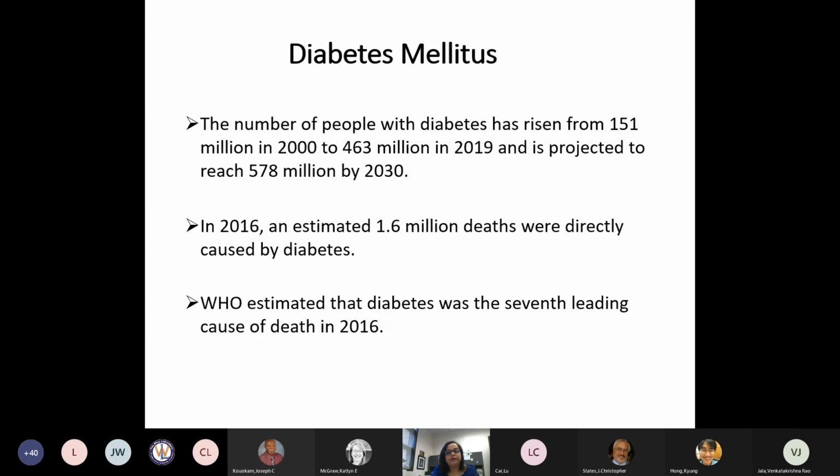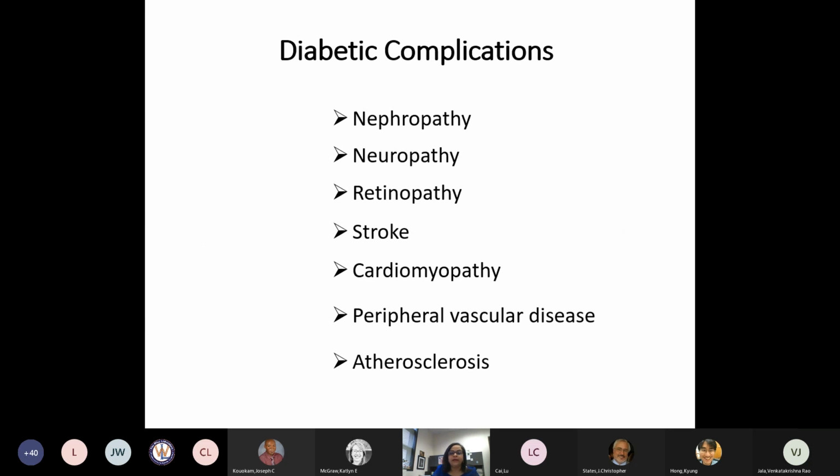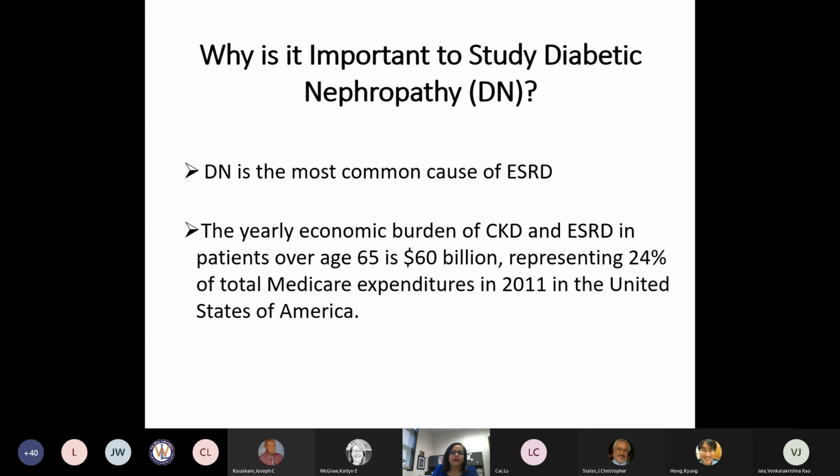The number of people suffering from diabetes is increasing each year, and it's going to increase further in the next decade or so. The estimated deaths caused by diabetes are also increasing each year, and WHO has estimated it to be the 7th leading cause of death in 2016. Diabetes is also associated with a number of clinical complications. Diabetes can be treated, and the complications can be avoided or delayed by just following a healthy lifestyle and taking medications. Why is it important to study diabetic nephropathy?